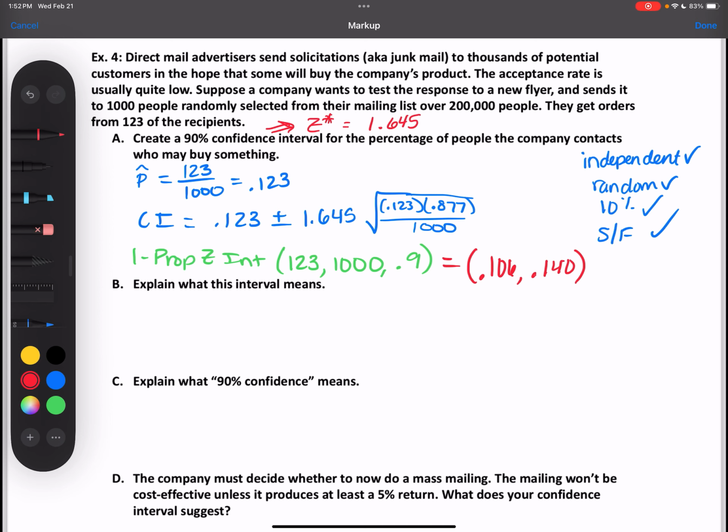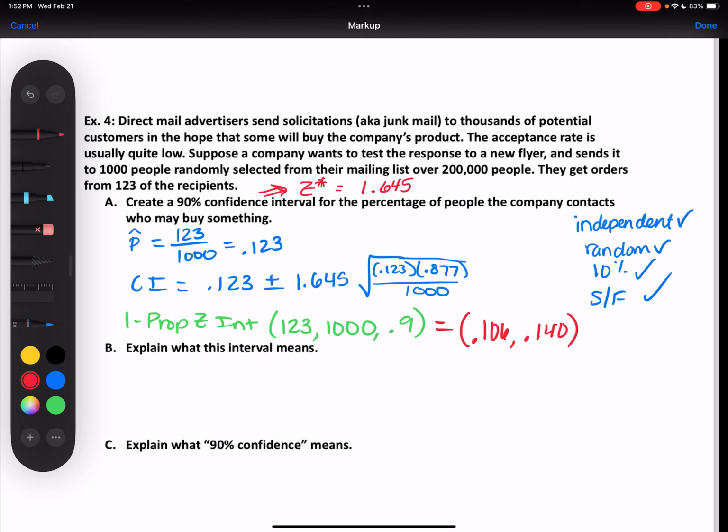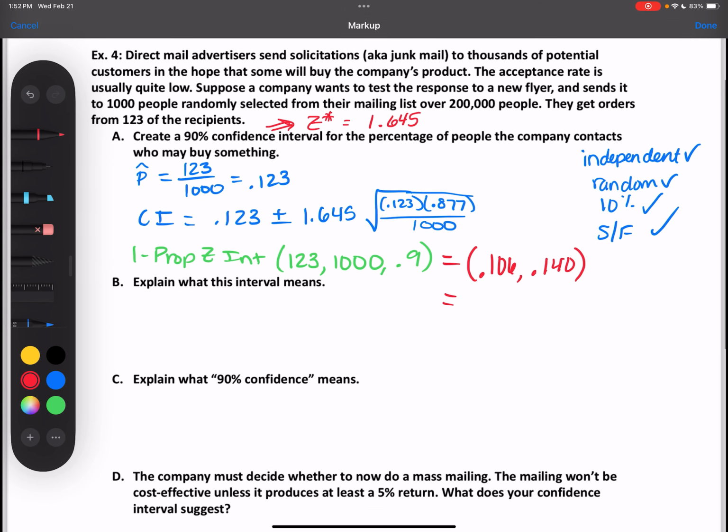Now you can write it this way, or you can write the numbers as percent. So 10.6% to 14%. Either way is fine.